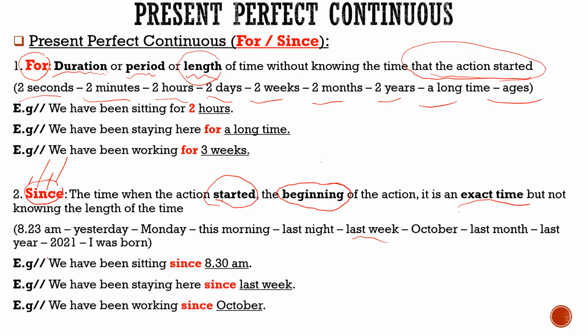Okay. For example, we have been sitting since 8:30 a.m. I know when I started, but I don't know for how long. Or we have been staying here since last week. Okay, last week you started to sit here. Or we have been working since October. How many months has it been? I don't know. How long? I don't know, but I know when it started. It started in October. Okay, this was grammar of unit 1 and 2, guys.